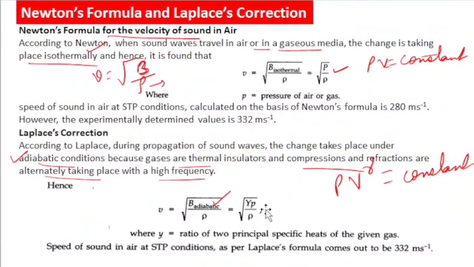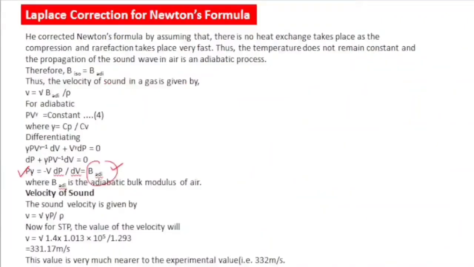You know the value of pressure and density at STP. After putting these values, you get 332 meter per second at STP, and this value is near about the experimental value, that is 332 meter per second. Gamma is 1.4, P is 1.005, and density is 1.29. So you get the value 331.17 meter per second. This velocity is near about 332 meter per second. So in this way, Laplace corrected Newton's formula.